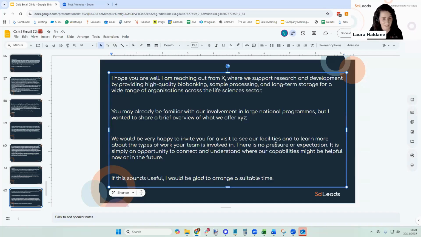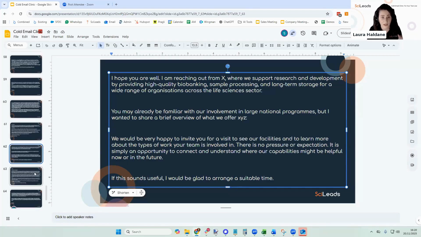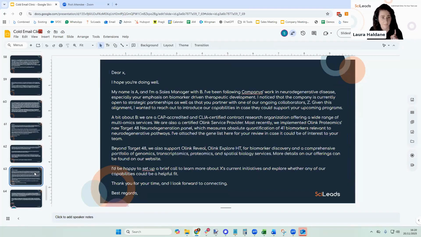No pressure or expectation, simply an opportunity. Okay. If this sounds useful, I would be glad to arrange suitable time. It's all very passive, like, hey, would you be interested in a tour of our facilities? Unfortunately, you kind of need two calls to action here a little bit. When, we're organizing it next Wednesday at 3 o'clock. Are you able to attend on this day? Question mark, that sort of thing. So it's actually quite a cool idea that you would invite people to see your thing. It's quite a unique call to action. I put that in the subject line.